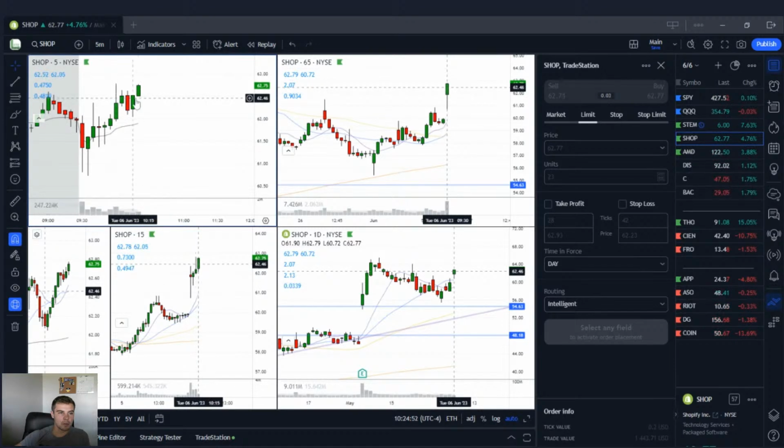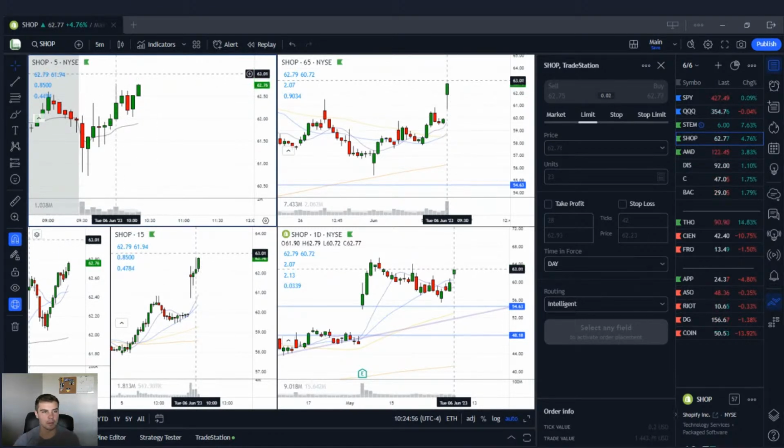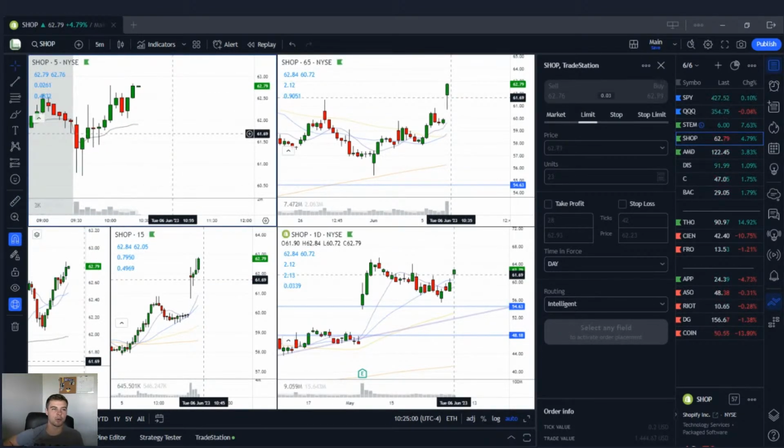Shopify, very interesting up here as well. If it doesn't break right here, actually that's it. It's a 5-minute bar, isn't it? Man, it's going to break though. Couldn't even wait 4 seconds.